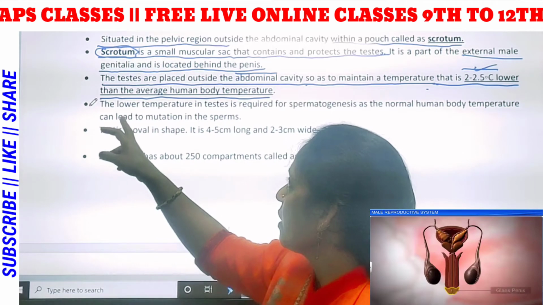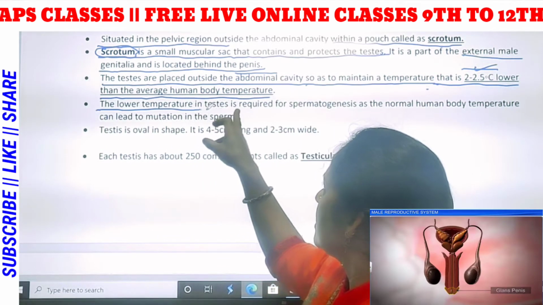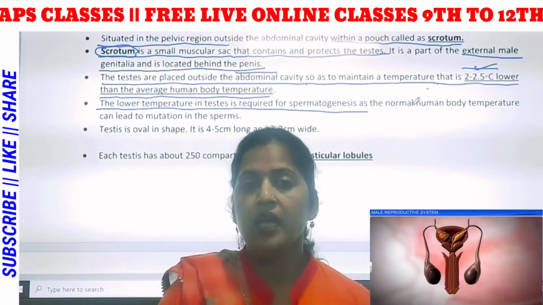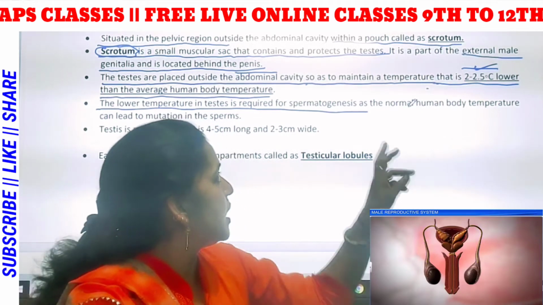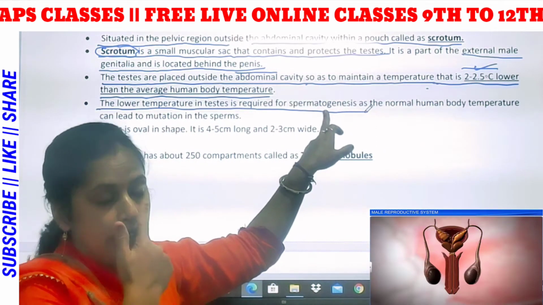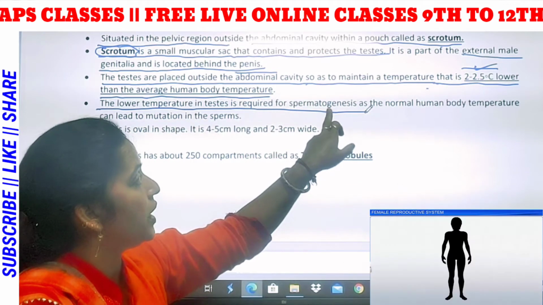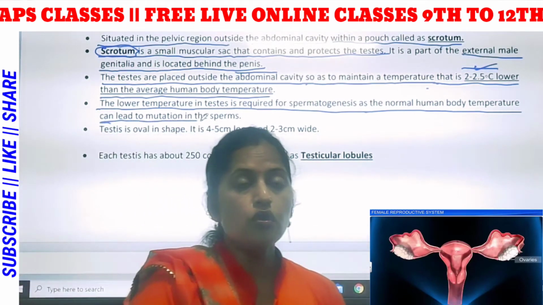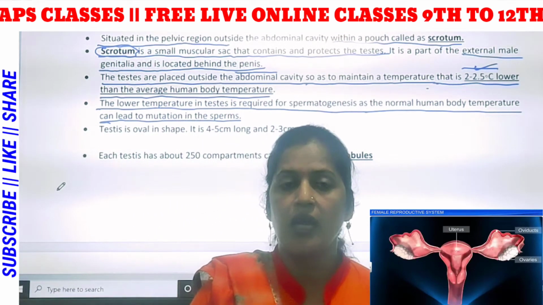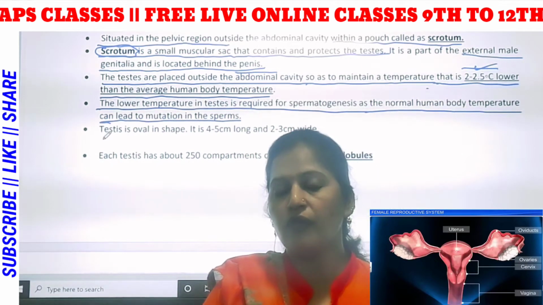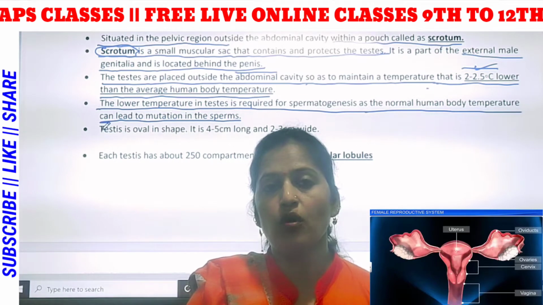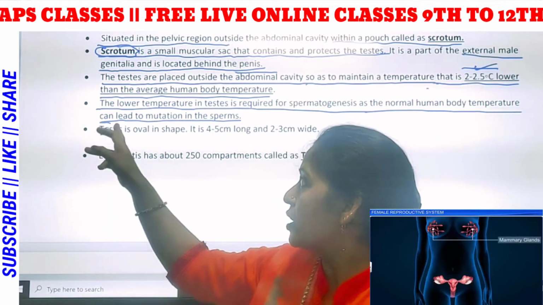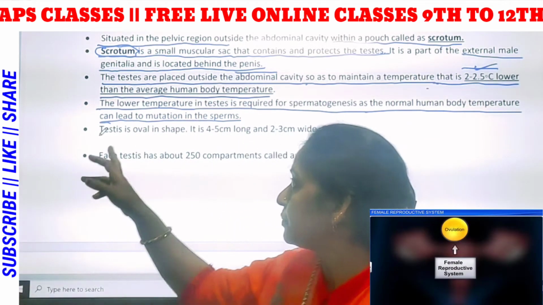Next, the lower temperature in the testes is required for spermatogenesis. This lower temperature is needed to maintain spermatogenesis, as the normal body temperature can lead to mutation in the sperms. On behalf of that reason, the body needs a lower temperature as compared to the normal human body temperature, because otherwise it can lead to the mutation of the sperms.